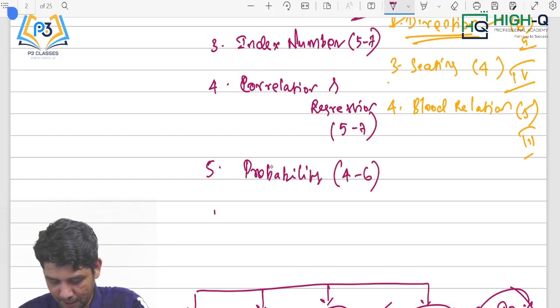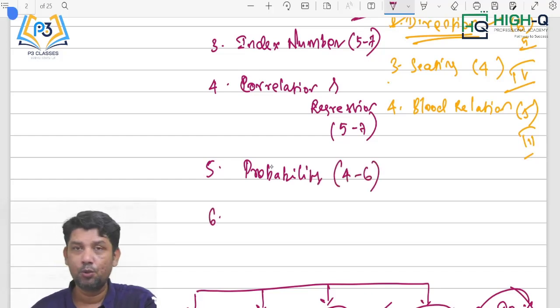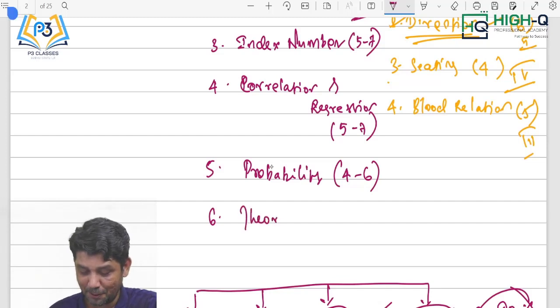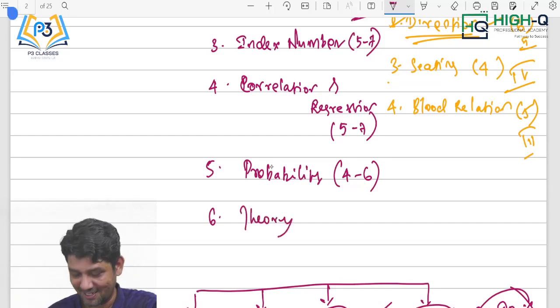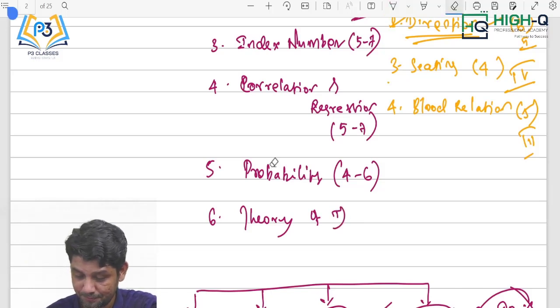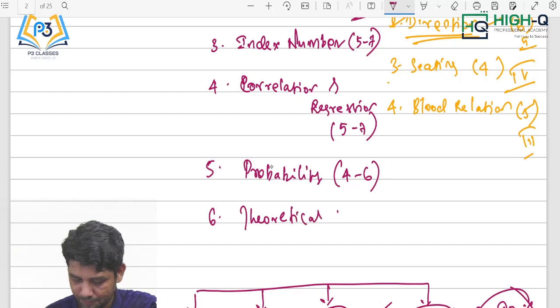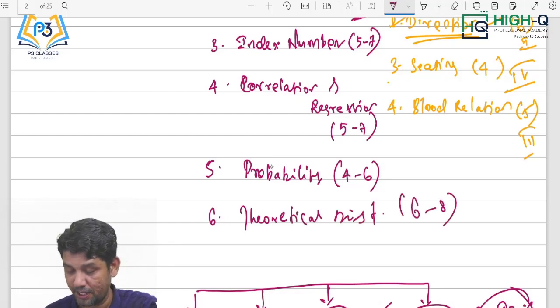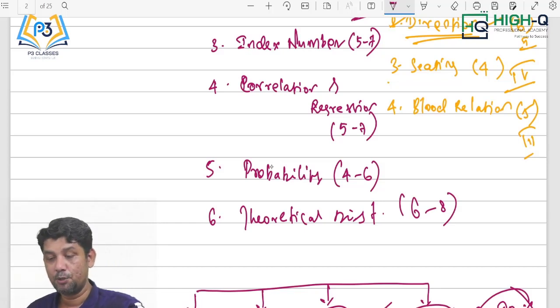4 to 6 marks. The 6th one, you don't like this topic, but actually speaking, it is a very simple topic. Theory of distribution, theoretical distribution. Remember, nowadays they are asking so many questions from this theoretical distribution: Poisson distribution, binomial distribution, etc.